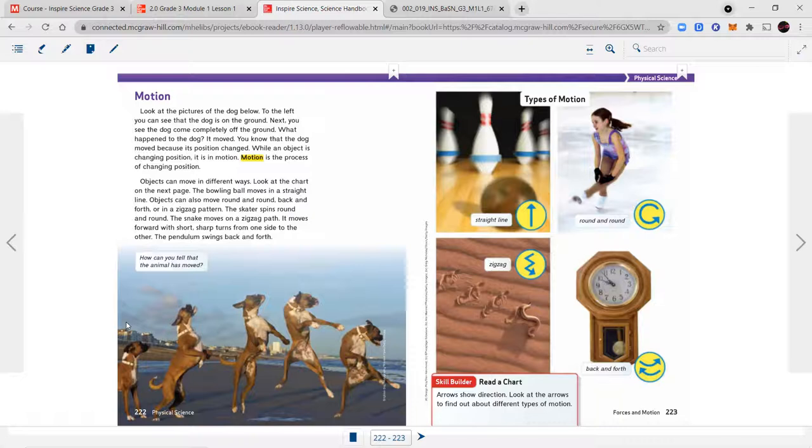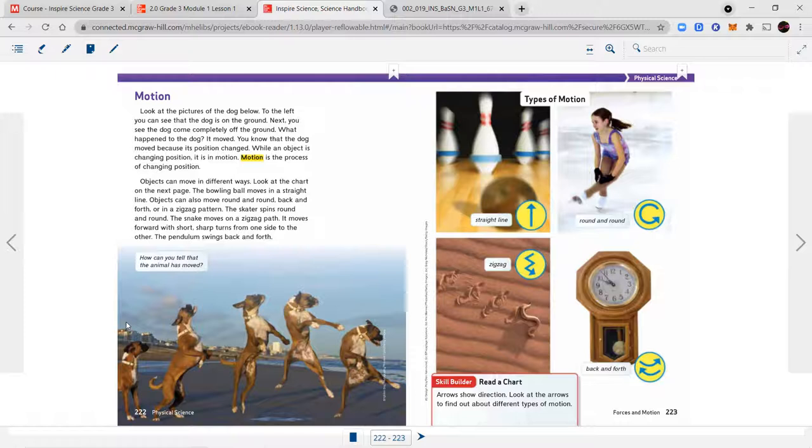Look at the chart on the next page. The bowling ball moves in a straight line. Objects can also move round and round, back and forth, or in a zigzag pattern. The skater spins around and around. The snake moves in a zigzag path. It moves forward with a short, sharp turn from one side to the other. The pendulum swings back and forth.